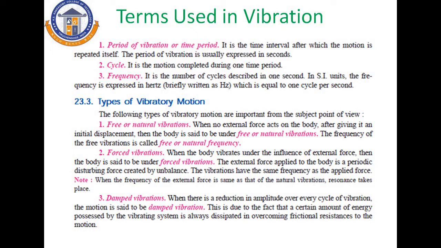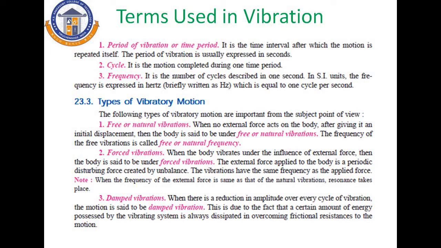The terms used in vibration. Period of vibration: the time interval after which the motion repeats itself. The period of vibration is usually expressed in seconds. Cycle: it is the motion completed during one time period. Frequency: it is the number of cycles described in 1 second. It is also expressed in hertz, which is equal to 1 cycle per second.